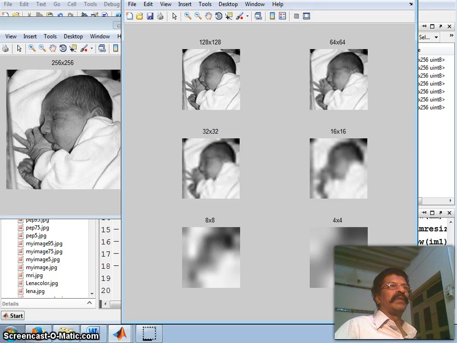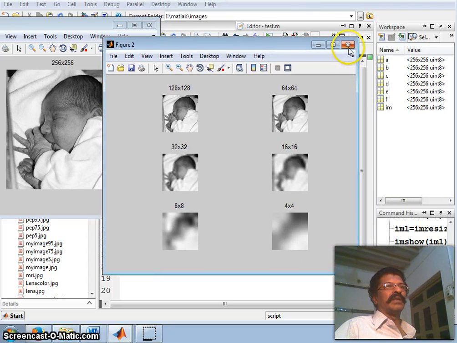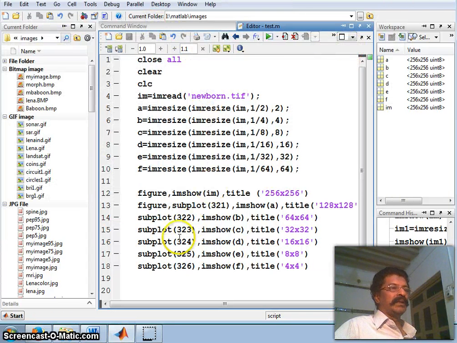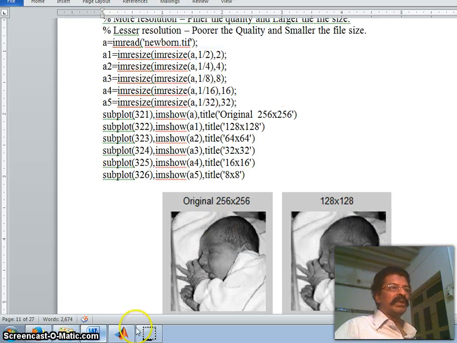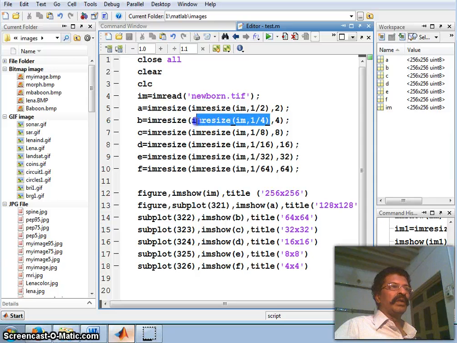This way we can understand that the resolution plays a major role in image processing. Higher the resolution, finer the image and larger the size. Poorer the resolution, poorer the quality and lesser the image size. So this is a simple example which illustrates the concept of resolution. Basically the resolution is the number of samples or number of pixels per unit distance. To make the unit distance equal, even though we reduce by 2, to make the size equal, I increase the size by the size I reduced.